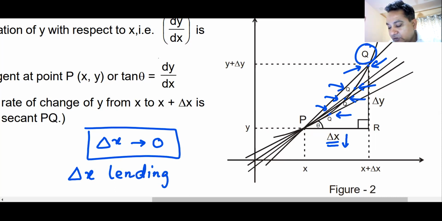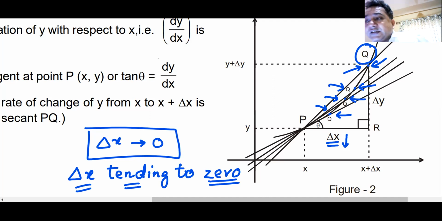This is the maths term. Delta x tending towards 0. Are you getting my point? Delta x will tend towards 0. Point Q will come close to point P. Have you drawn this? Have you understood this? As delta x is getting smaller, point Q is closing down on point P.